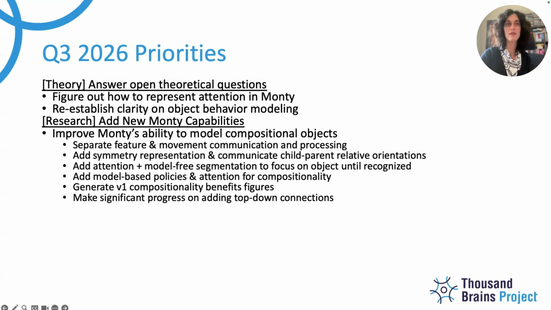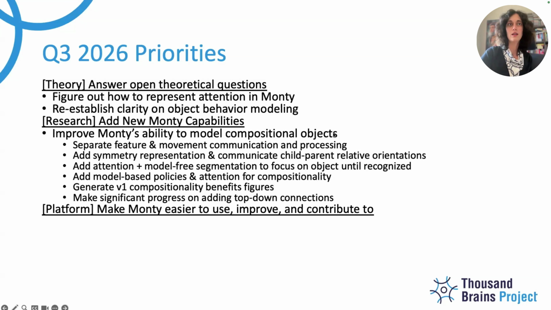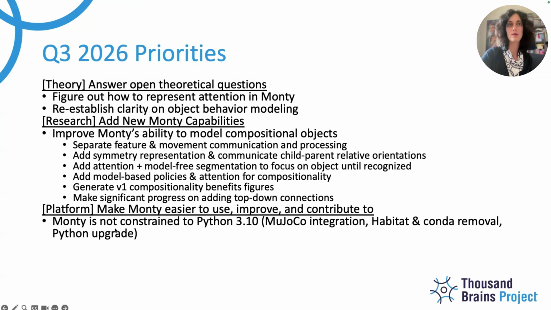And then lastly, this will probably not be included in the figures, depending on how fast the progress is, but adding top-down connections into Monty, which is a larger part of the compositional theory. And then on the platform side, making Monty easier to use, improve, and contribute to. A remaining, still ongoing goal is to upgrade Python. This is now updated to 3.10, maybe higher if it's possible. So wrapping up the MuJoCo integration, which there's still a lot of things to do, including migrating all the benchmarks and all these things. And then habitat and Conda removal and Python upgrade.